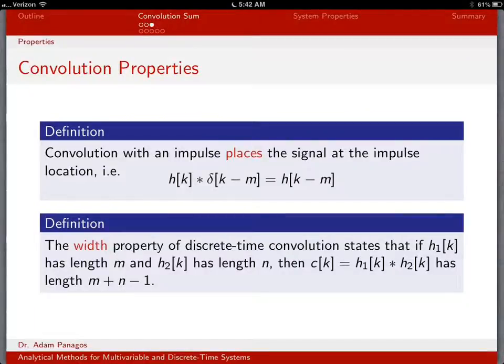Let's talk about the width property now. The width property says that if I have a signal h1 that has length m and a signal h2 of length n, when I convolve them to yield some new signal c, then the length of c is m plus n minus 1. So let's show that that's true. Let's look at the width property of discrete time convolution.